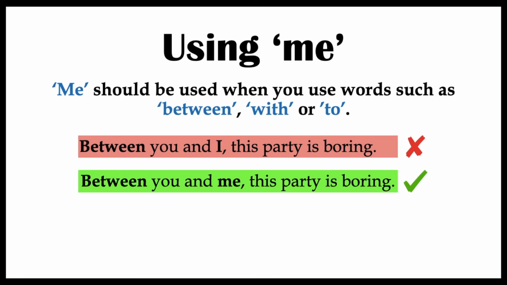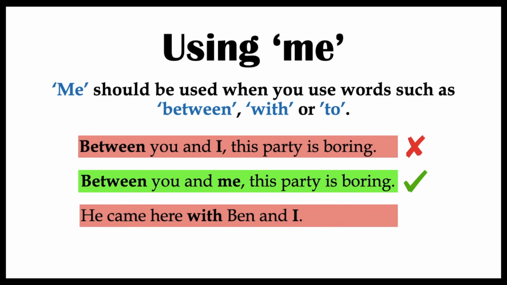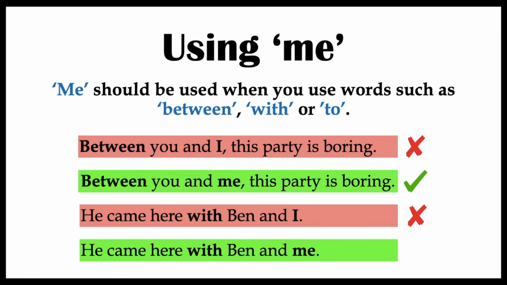Let's take a look at another example. He came here with Ben and I. This is incorrect. Even though this sentence has a name in it and the I comes after the name, however, it is still incorrect because the sentence has the word with. Therefore, we should be replacing the I with me. Here is the correct version. He came here with Ben and me.